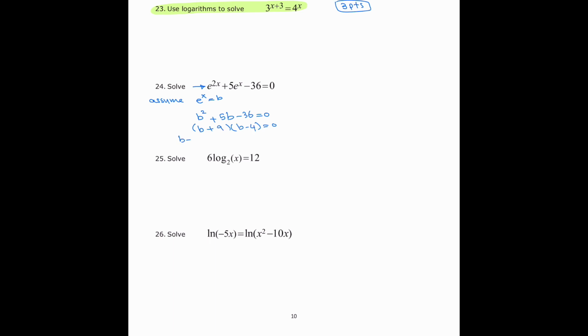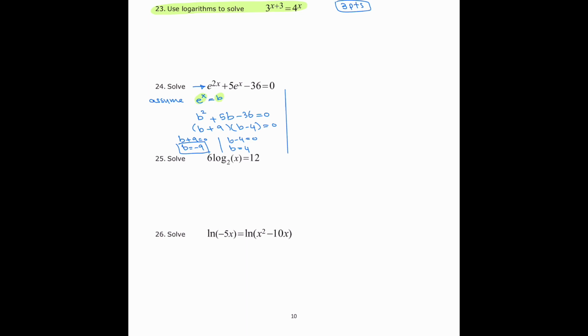If you solve b plus 9 equals 0, that will give you b equals negative 9. And then if you solve b minus 4 equals 0, that will give you b equals 4. Now we're going to take back e to the x, replace b with that. So we're going to get the first one.